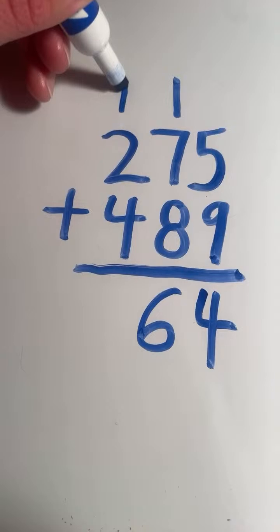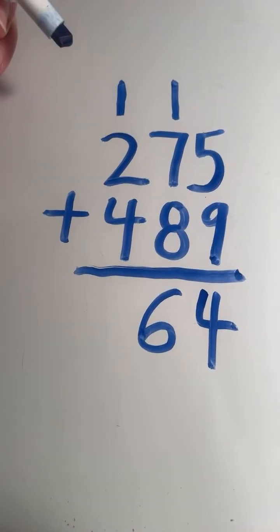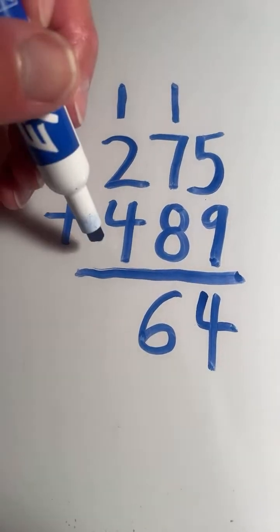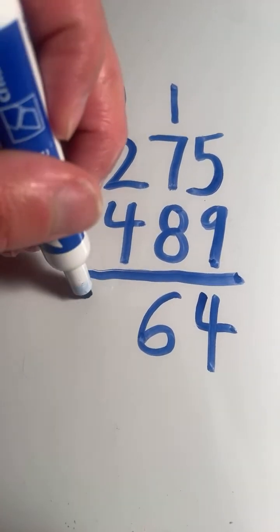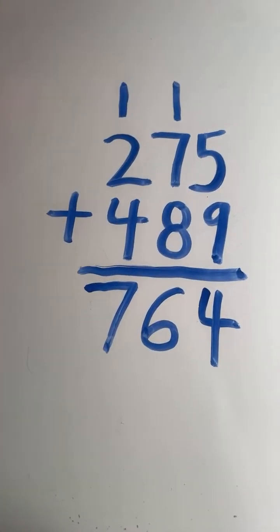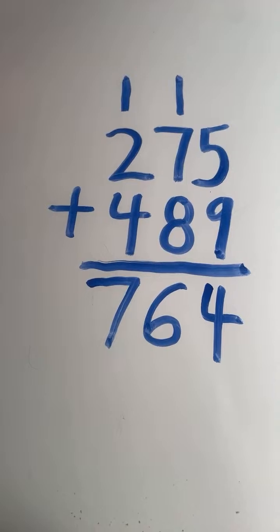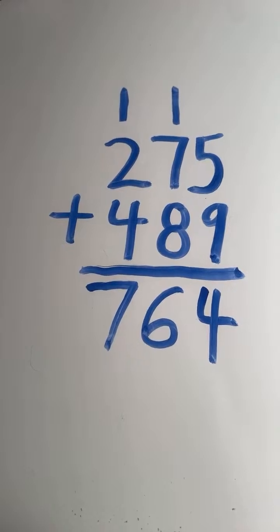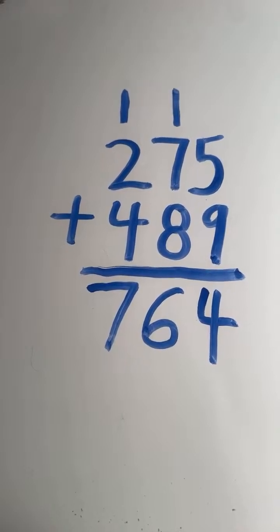6, carry the 1. Two plus 4 equals 6, plus 1 equals 7. And we have our final answer. 275 plus 489 equals 764. All right, moving on to the next example.